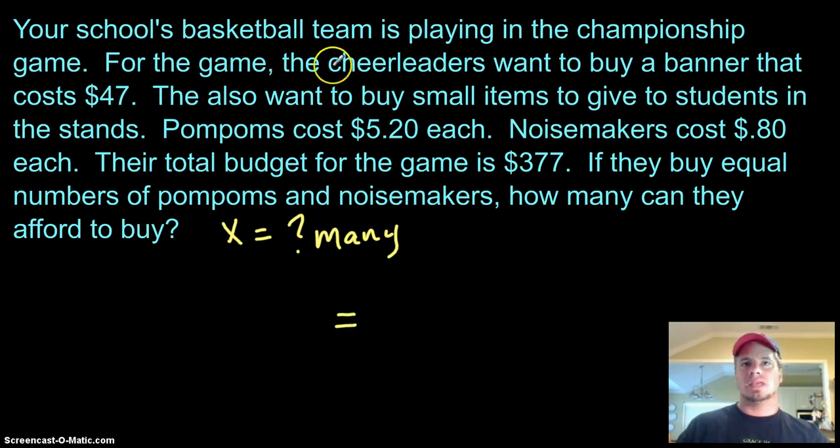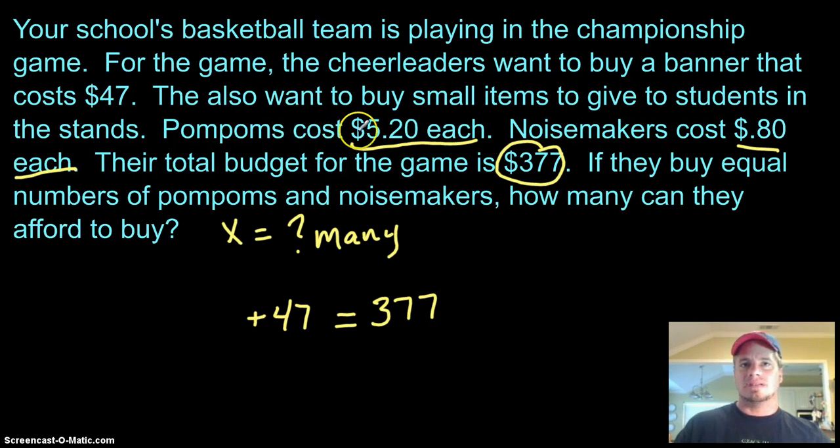Okay, so for the game, the cheerleaders want to buy a banner that's $47. That's not a rate, but that is a one-time cost. So it's going to go over here. It's going to go towards our total. They also want to buy small items to give to students in the stands. Pom-poms cost $5.20 each, and that word each is telling you this is a rate. Each, something that's multiplied over and over again. Okay. Their total budget for the game is $377. That's a total. The total goes over here.